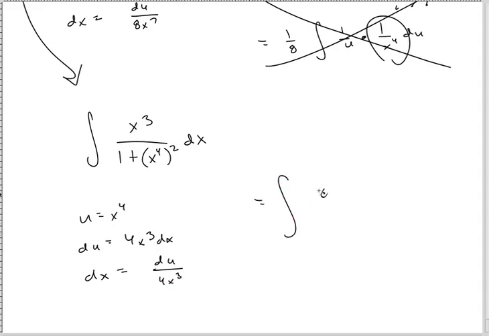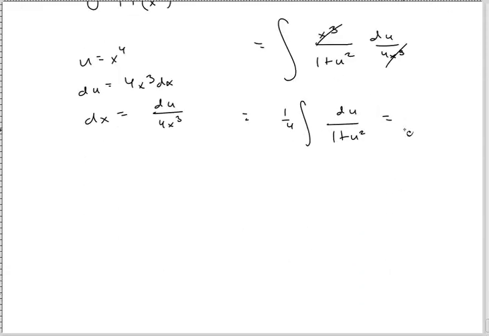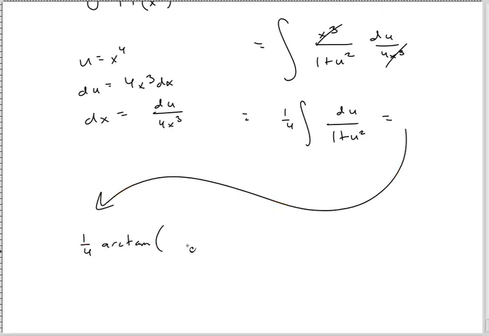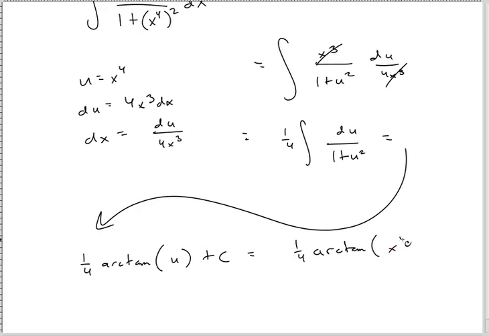And so I can rewrite it now as x cubed, 1 plus u squared, du over 4x cubed. And these guys cancel entirely. The 1/4 comes to the front. And have you seen this integral before? Yes, yes, you have. It's arctangent. That's it. Oh, plus C, of course. We need to replace our u with whatever u was, and now it's x to the 4th. And there we go.